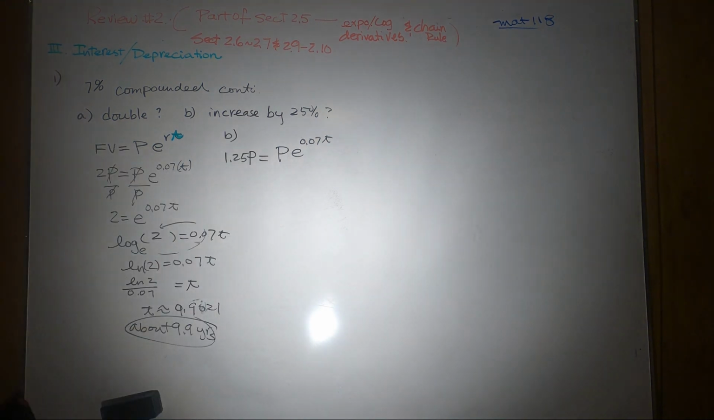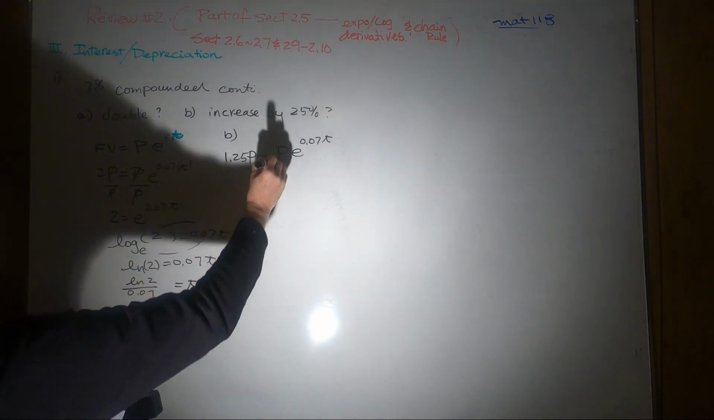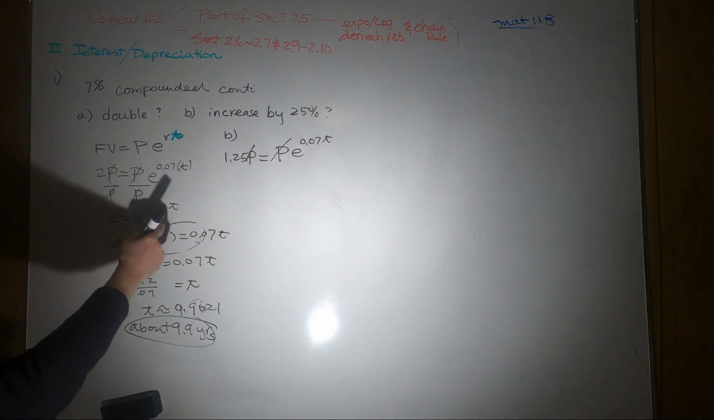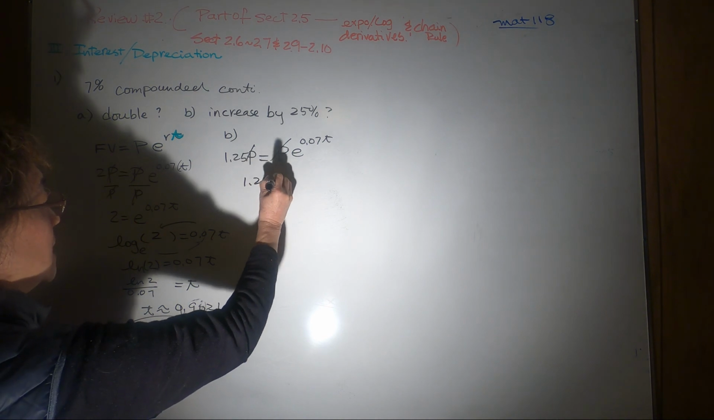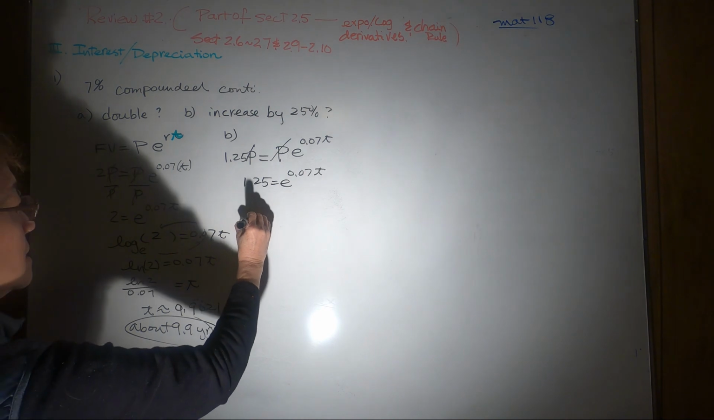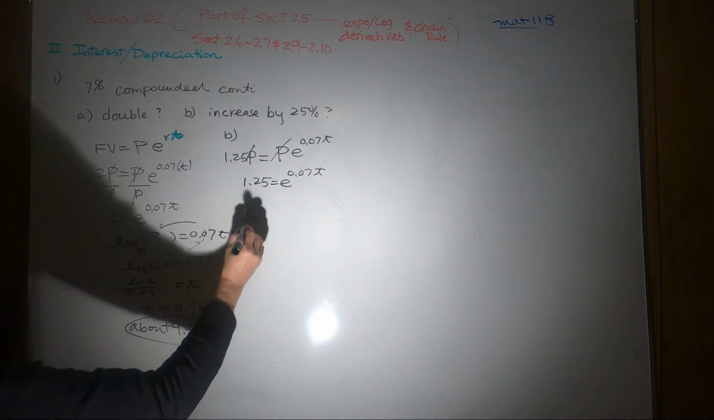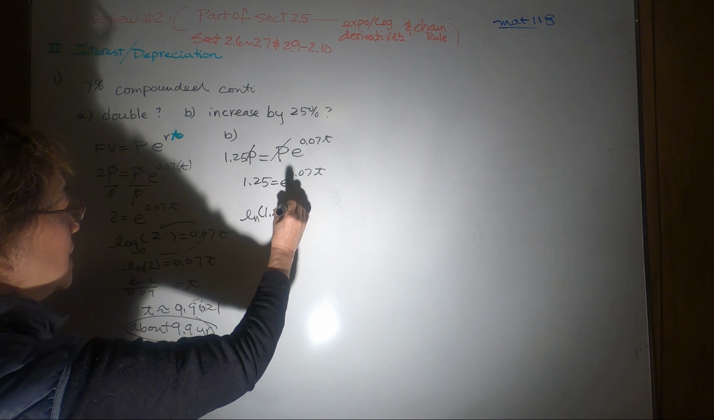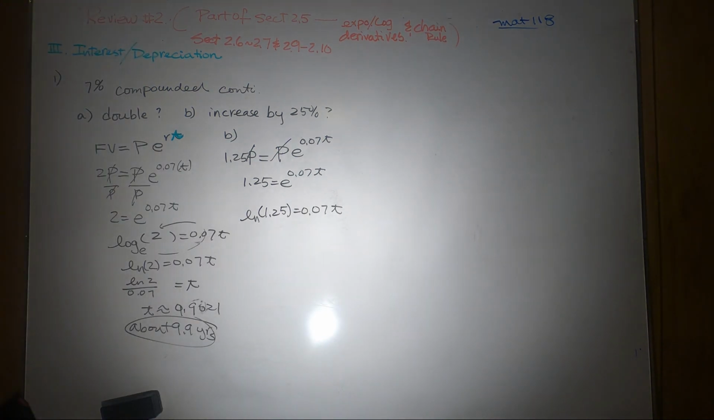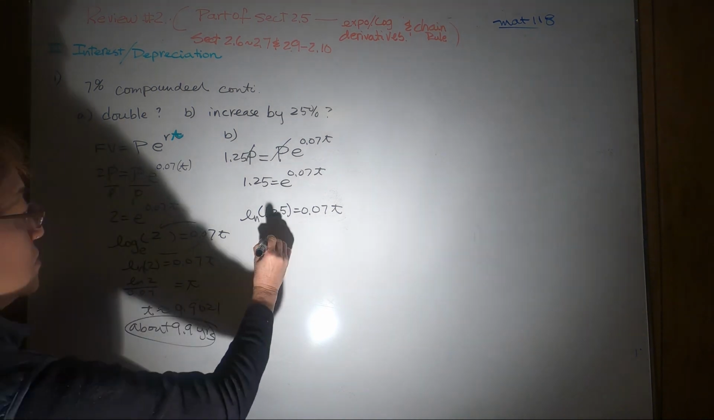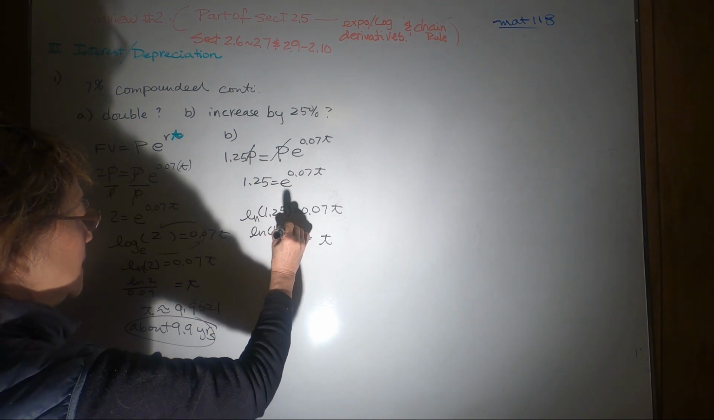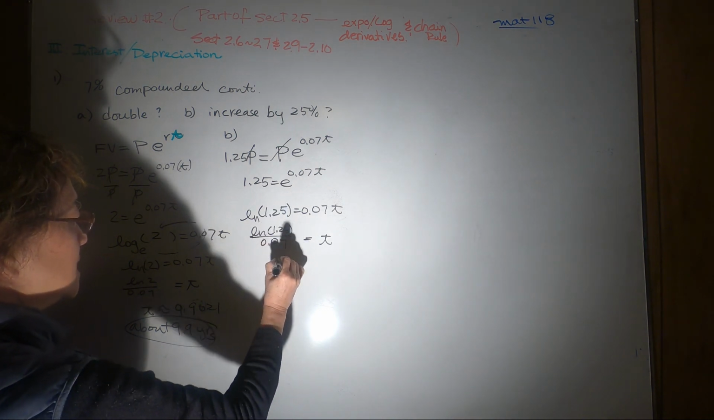1.25P. Is that right? So we do the same thing, right? So you will rewrite it. So 1.25 equals e to the 0.07t. That means what? Natural log, like here, natural log 1.25 equals what? 0.07t. Right? Then your t would be natural log 1.25 divided by 0.07.